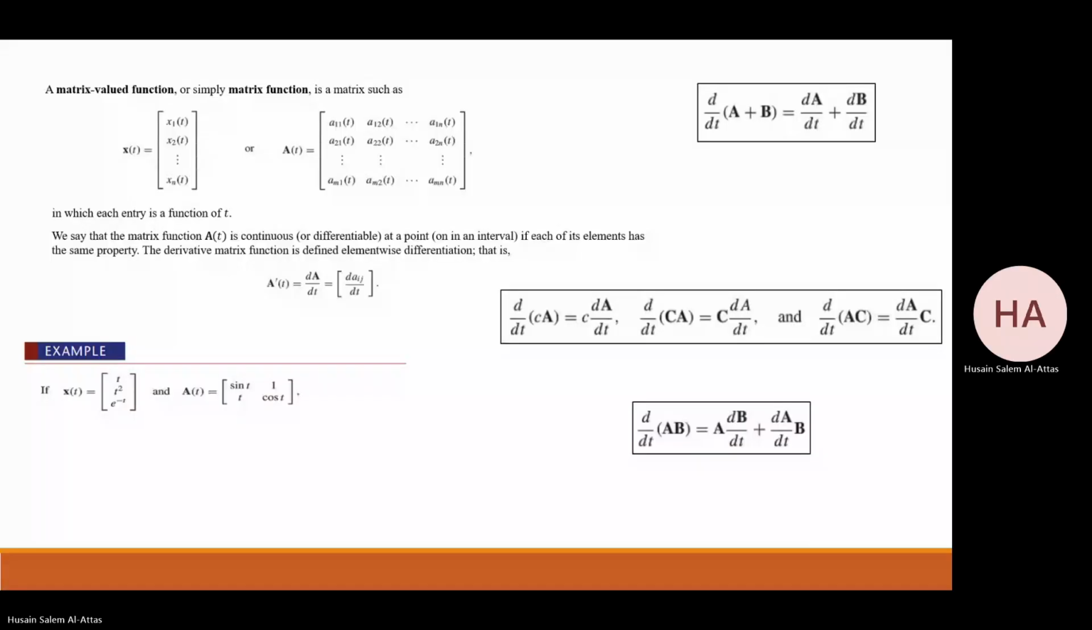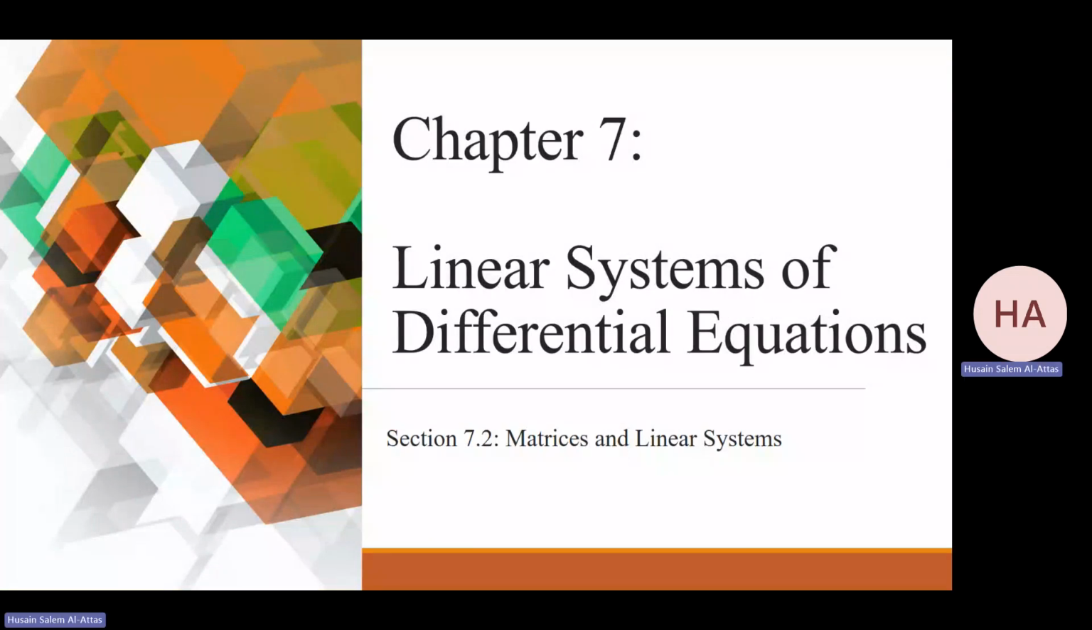Bismillahirrahmanirrahim. Now we'll start chapter 7, section 7.2, matrices and linear systems.